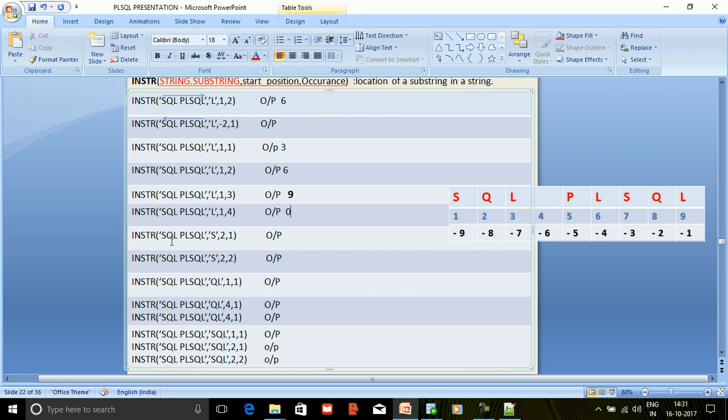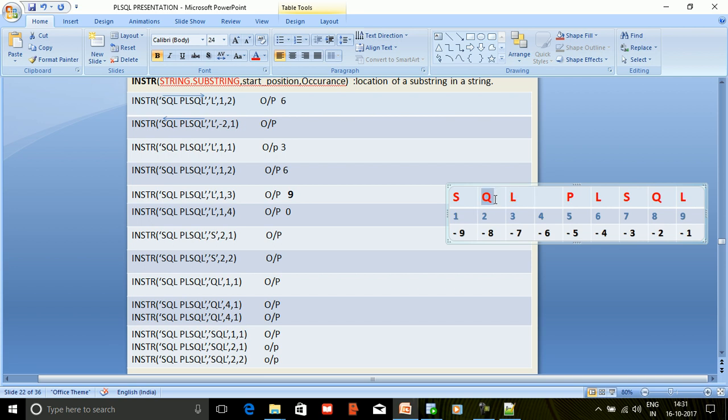Now the SQL PLSQL, S occurs how many times here? Check it out. 1, 2. So the first position and the seventh position. And here you are asking what? S, 2 comma 1. You are asking the engine to check from position 2. So it will check from here.